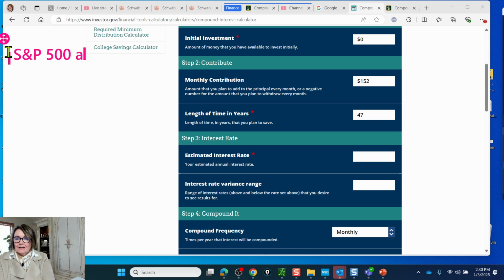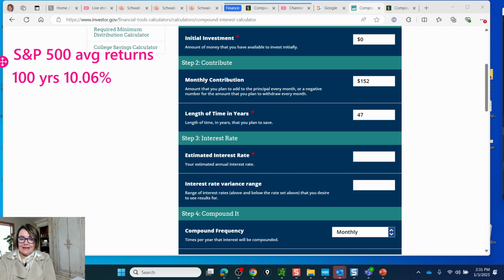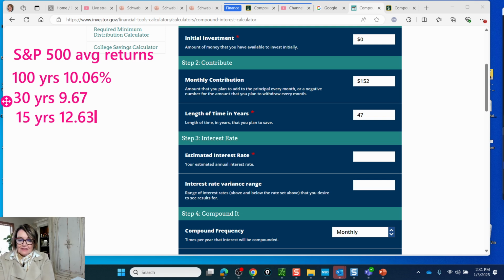S&P 500 average returns. Now, over the last 100 years, they actually have 100 years worth of data. It's been 10.06%. Now, if we look at the last 30 years, it's a little lower. It's 9.67%. And then the last 15 years is 12.63%. Okay. So if you took and just invested in a mutual fund, in an index, in an ETF, in something that just tracks the S&P 500, these would have been your average returns.